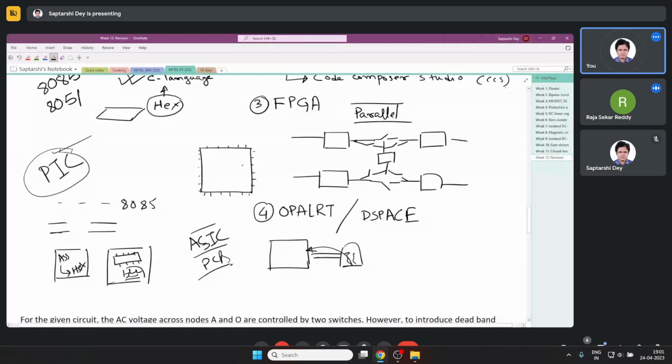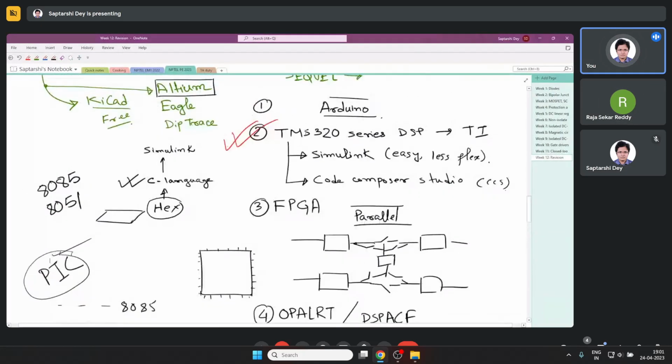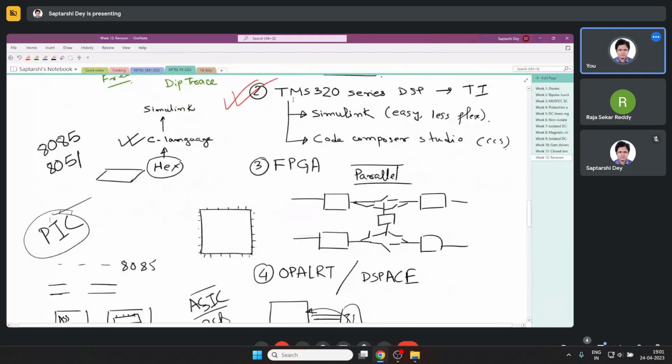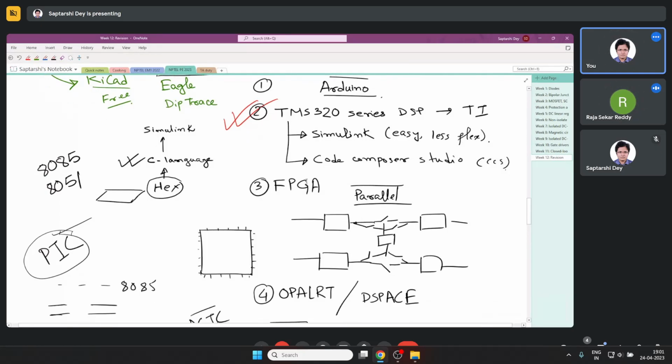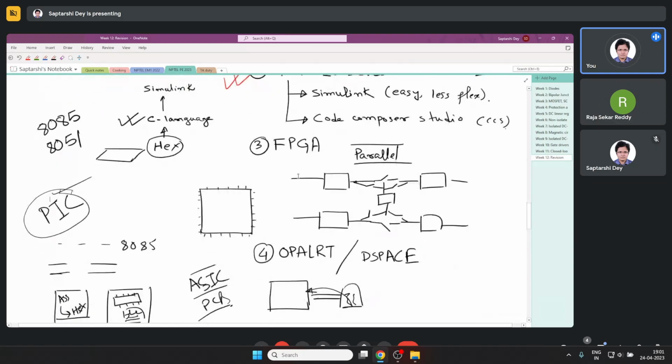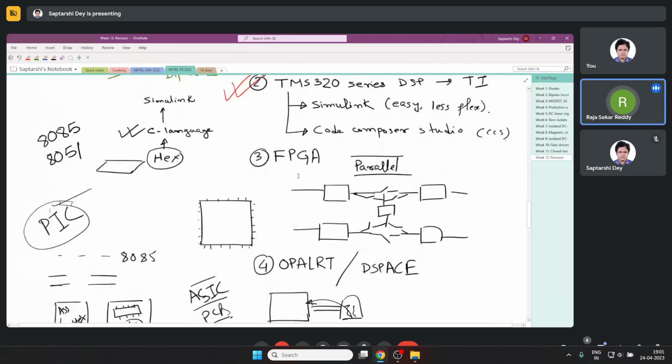Later on you can shift to TMS 320. I would suggest you stay at TMS 320 from the point of view of flexibility and price. This is an optimum solution: ease of use and price.